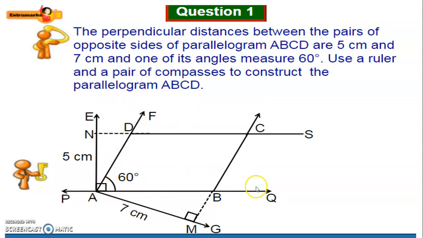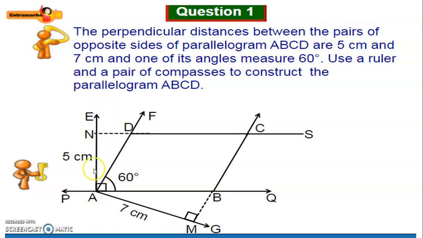any line, and mark a point A on it. First thing you have to draw is a line PQ, mark a point A on it. At point A, draw an angle of 60 degree using your protractor and mark the ray AF. Then at the same point A, construct 90 degree. You should construct it using your compass with 4 arcs, as we used to draw 4 arcs to construct 90 degree. Likewise, draw this ray AE.